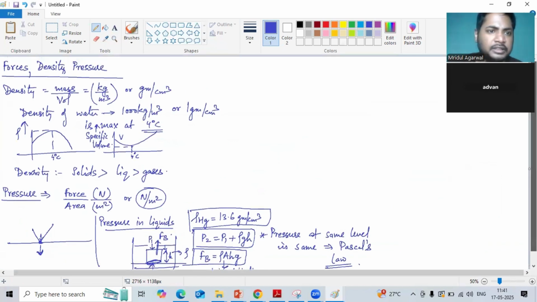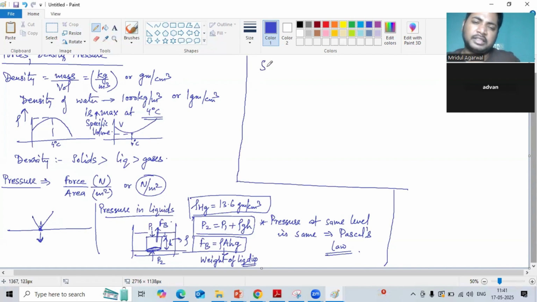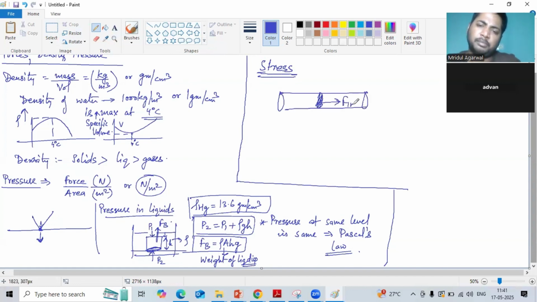Now the next topic: density is done, pressure is done. So these are the topics, I think. The density and pressure. One more thing is also there, that is stress and strain. Stress is an internal resistive force developed per unit area. Understood this part? So this is given as sigma.